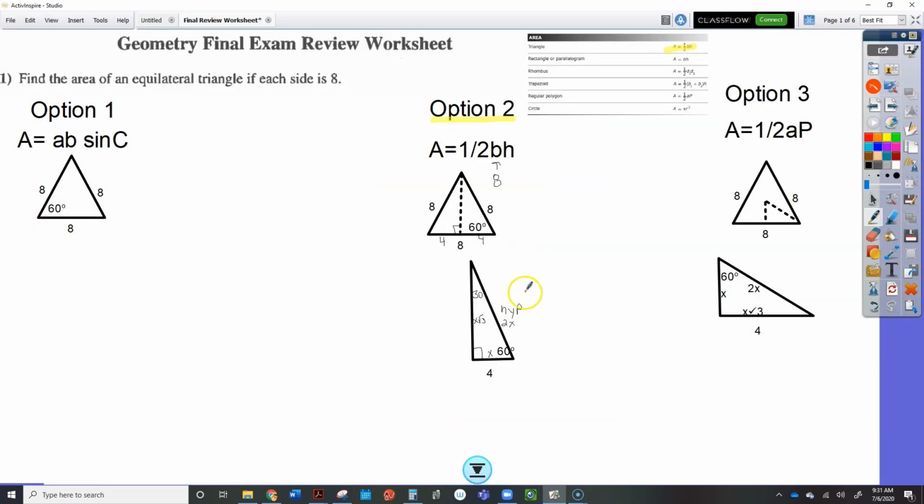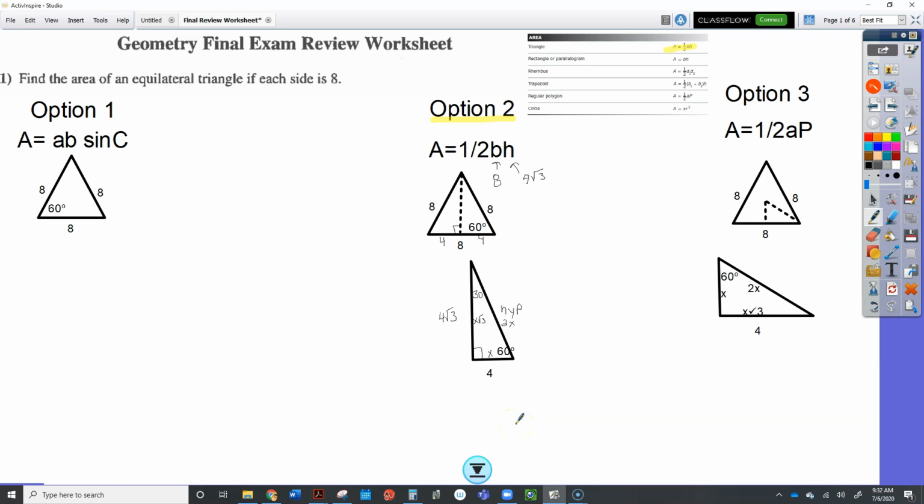So that means that I know the value of X. That means the long leg is going to be 4 square roots of 3. And that is the height right here. So this number is 4 square roots of 3. So all I need to do is grab a calculator and do 1/2 times 8 times 4 square roots of 3. And the exact value is 16 square roots of 3.